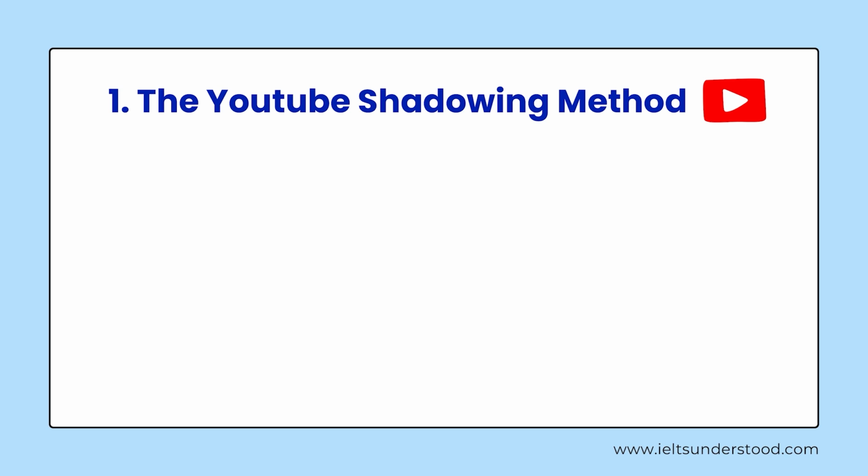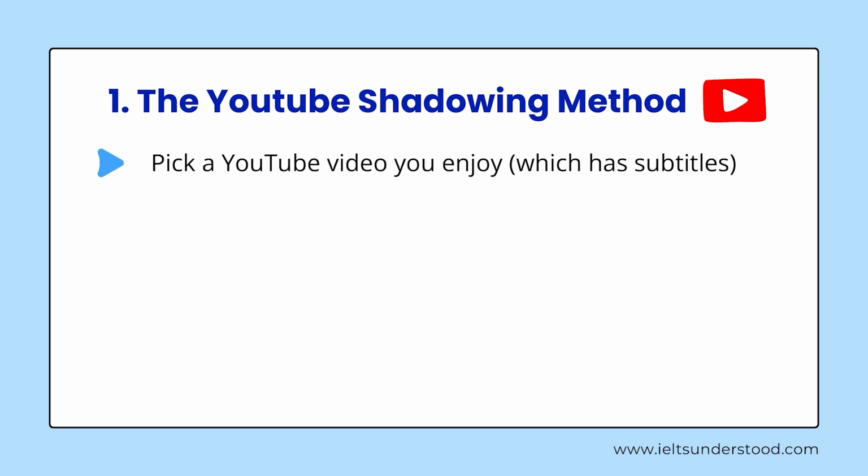So here's what you need to do. First, you need to pick a YouTube video you enjoy, which has subtitles. Now, make sure it's a video for native English speakers, not something made specifically for English learners. The more natural it is, the better it will be. Also, make sure you choose something interesting so you don't get bored.